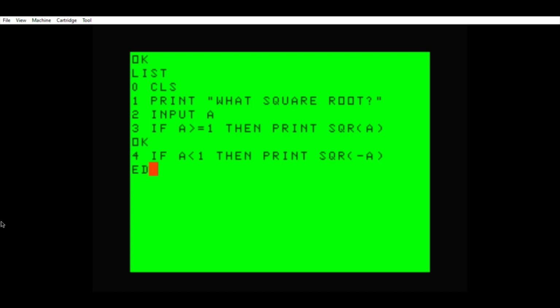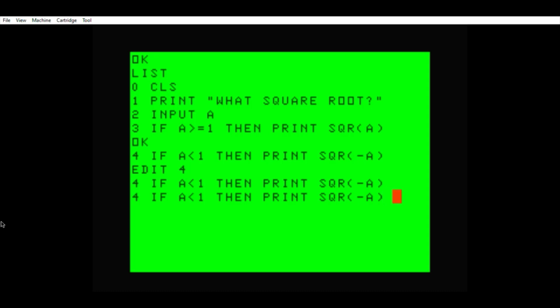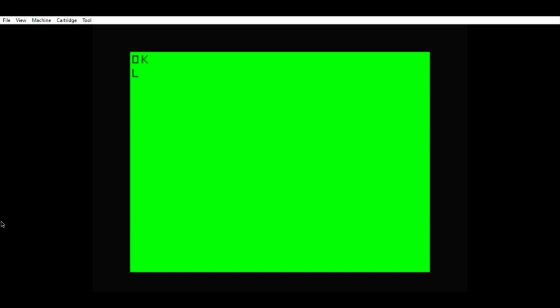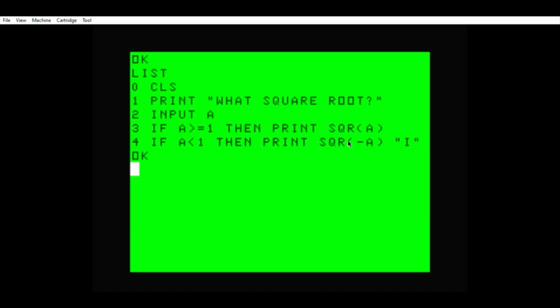However, we need to expand this line a little bit because that's not the answer we want. We want to make sure that we include an imaginary number here. So after it prints the square root, we're going to have our imaginary part here. So we're telling it what to do when it encounters a negative square root.